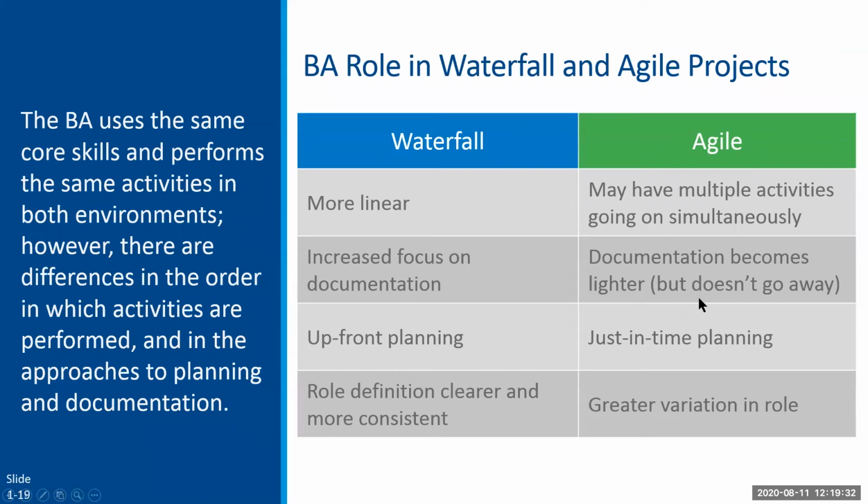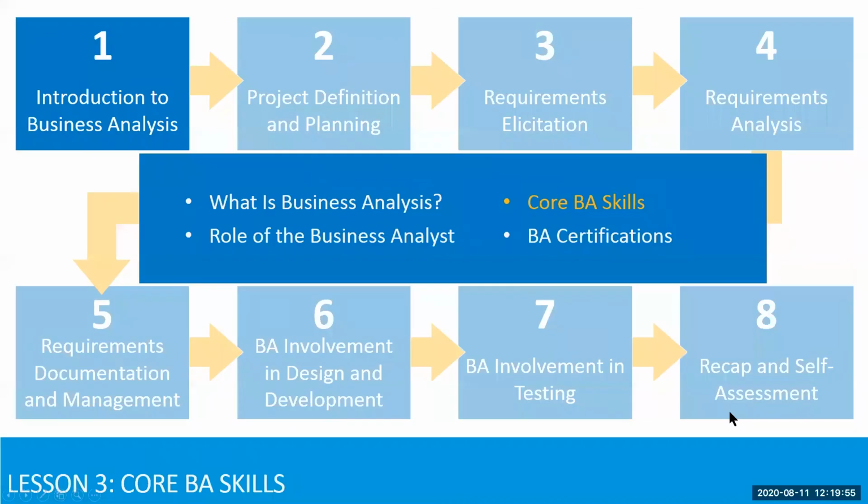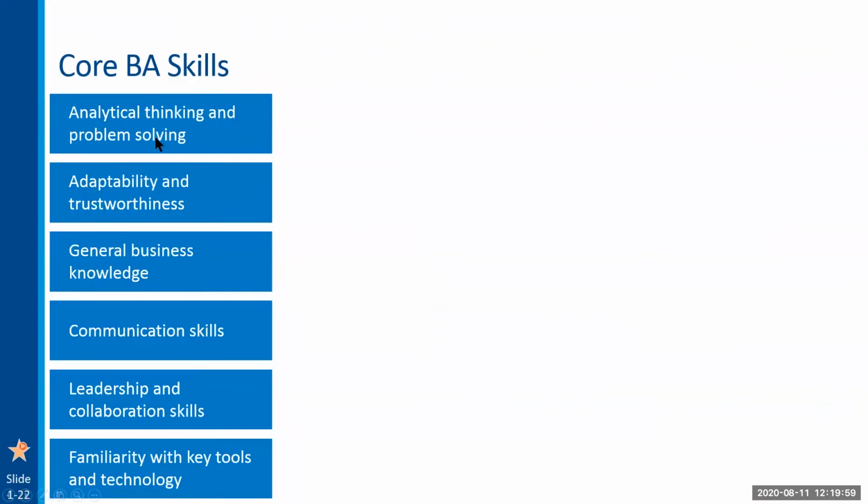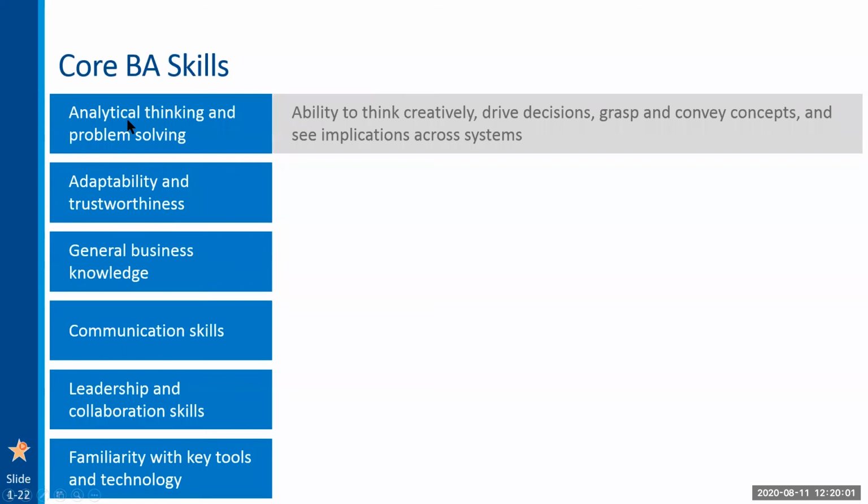The thing about agile projects is that we don't do all of our documentation up front. We do it in pieces as the sprints go by. We may end up in the exact same place by the time the project's done. It's just that we don't do it all up front. We do just-in-time planning, and there's likely going to be a greater variation in role between the waterfall and agile BA. All right, so what are the core skills of a BA? Well, here they are. Analytical thinking and problem solving.